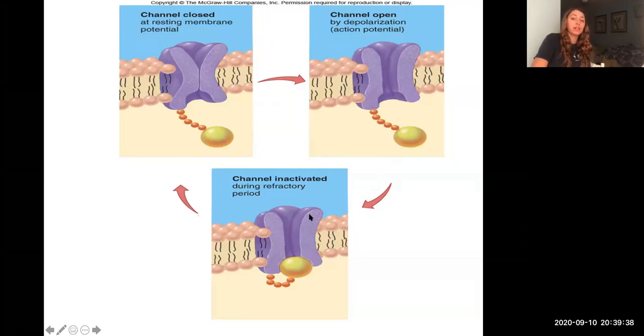Now, if we go to the next one, it's channel inactivated. So it is open, but it is inactive, which means that no sodium can get in the cell. This is during the refractory period. When we talk about the absolute refractory period later on, this is kind of what we're talking about. She said it's not totally responsible for the absolute refractory period, but it is partly responsible. We're going to talk about that later, so not to get confused.